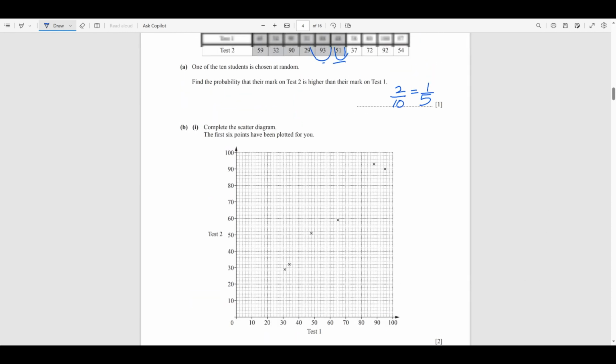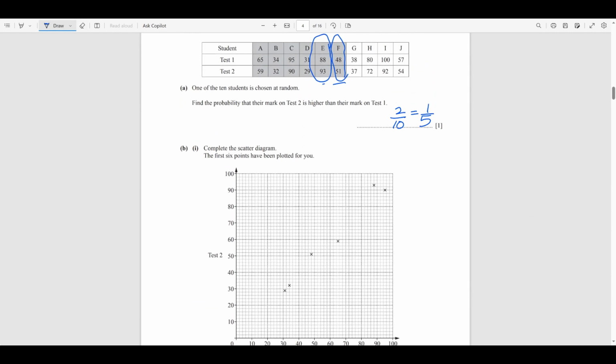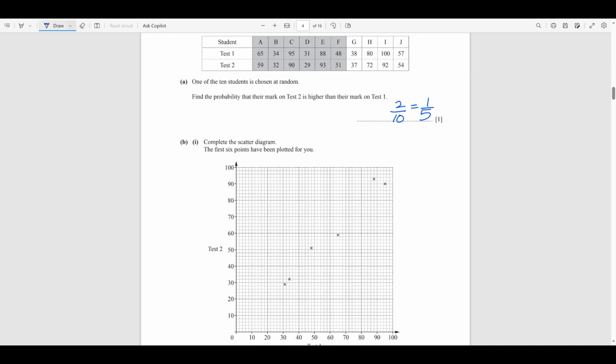Right. We need to complete the scatter plot. Okay, scatter diagram. For part B1, complete the scatter diagram. The first 6 points have been plotted for you. So these were A, B, C, D, E, F, which have already been highlighted. They've been plotted. So we need to mark or plot these only. Right, so 38 and 37.